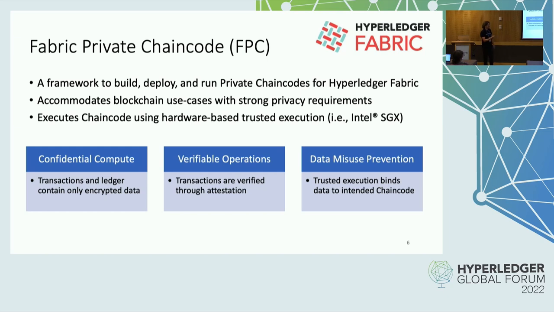And this also brings us to the last property, which is data misuse prevention, because we now bind our data through encryption to our actual chaincode.